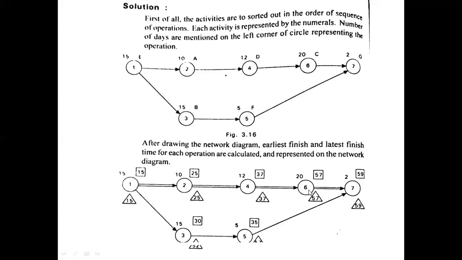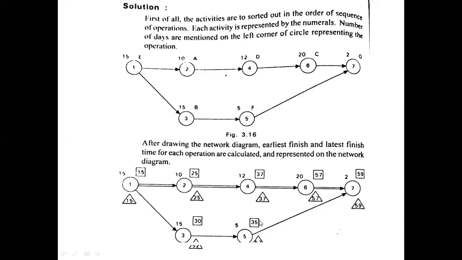For the sixth, what you have to do is take the latest finish time of the last activity minus the duration of the last activity. That is 59 minus 2, which is 57. Okay. So next, coming to the fifth one, 59 minus 2, which is also 57.